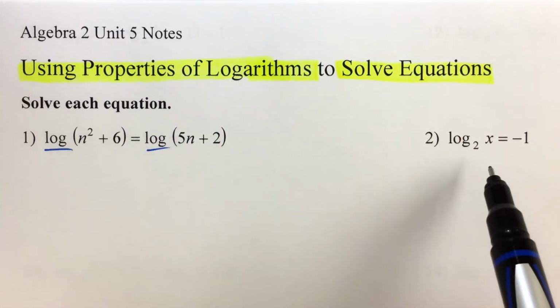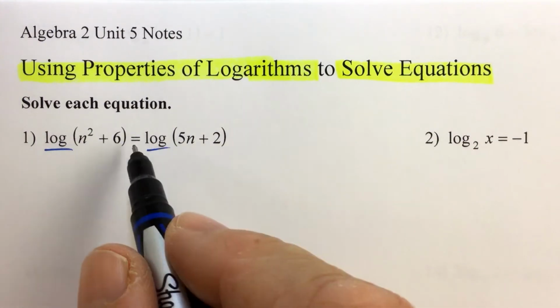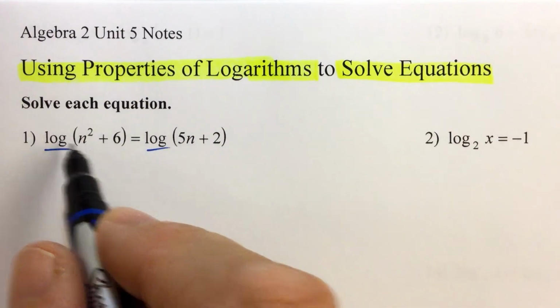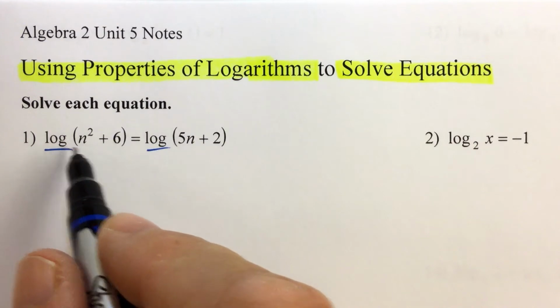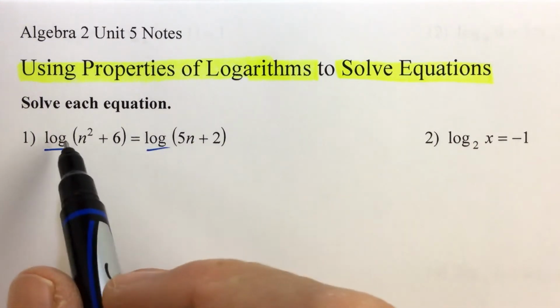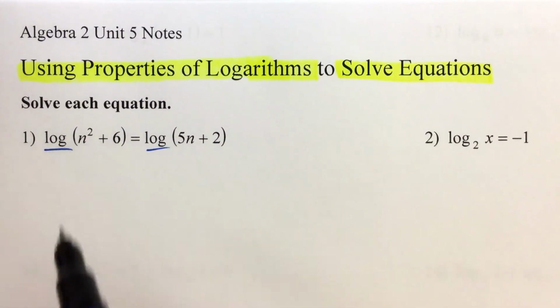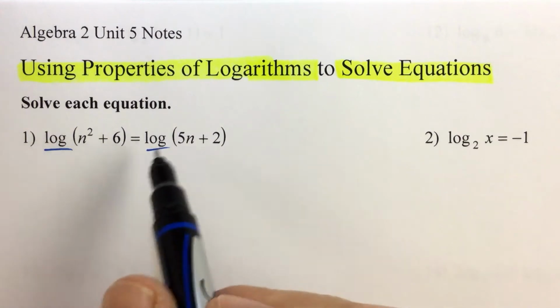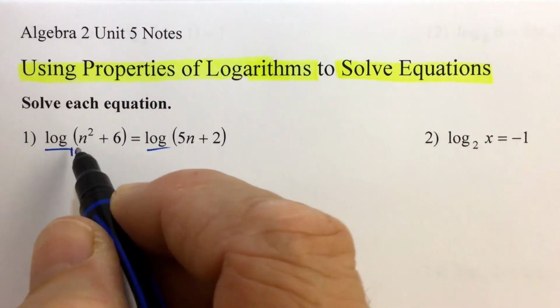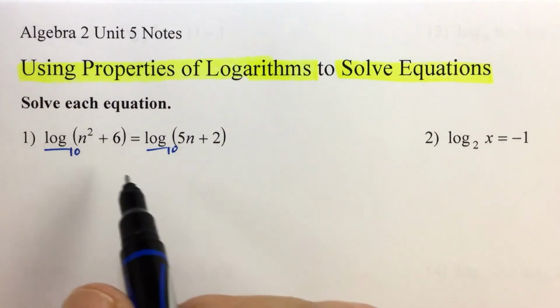The types of log equations that you've done before are the ones when you see a log on both sides of the equal sign, and on each side of the equal sign, the base of the log is the same. You may remember that when you see log with no base listed, we understand that that's a common logarithm, and it's implied that that is a base of 10. So we have a base 10 log on both sides.